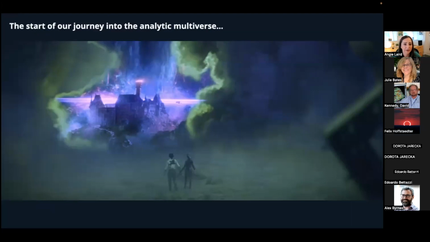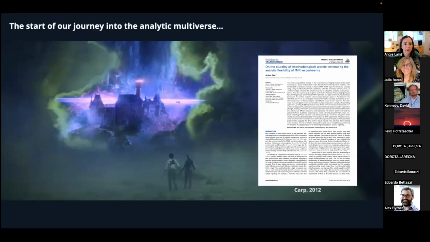And the first step into this journey begins with Josh Carp's paper. This came out all the way back in 2012. The paper was called On the Plurality of Methodological Worlds. And this paper revealed to us that the choices that we are making when constructing our analytic pipelines might actually be influencing some of the outcomes of our results.